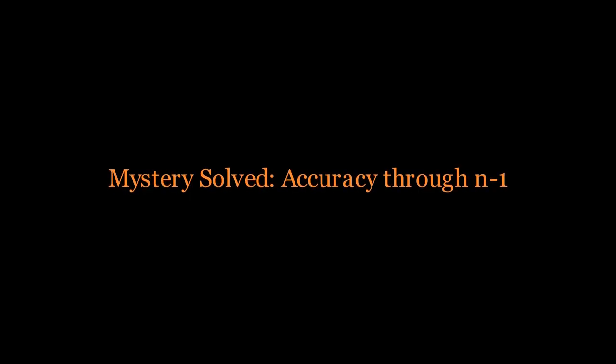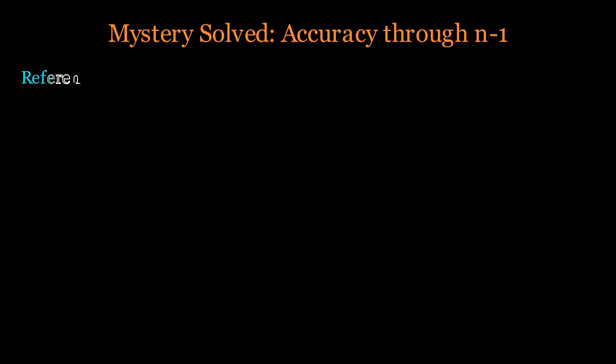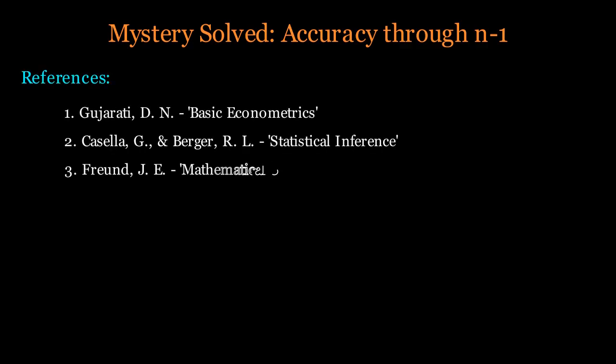Conclusion: the logic of accuracy. Subtracting 1 isn't just a mathematical quirk, it's a necessary adjustment to ensure our sample estimates are honest reflections of the population. By dividing by n-1, we compensate for the fact that we use our data twice, once to find the center and once to find the spread. Now the mystery of n-1 is solved.